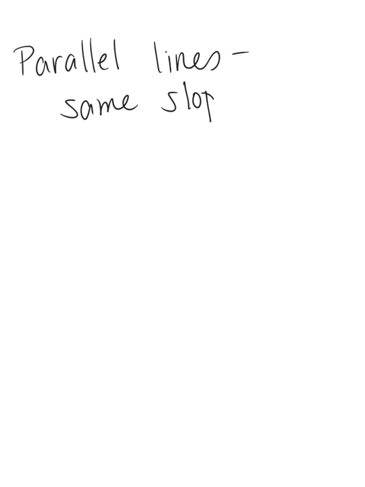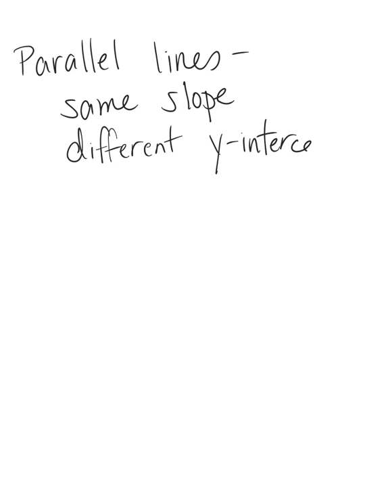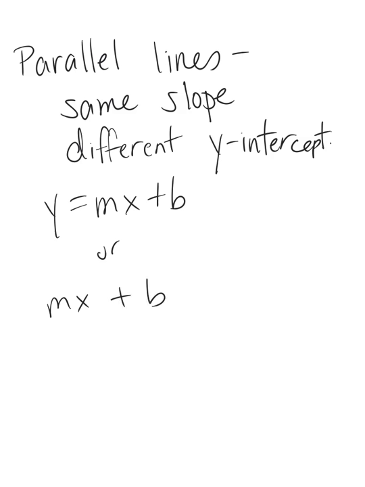Please write this down. Parallel lines have the same slope, different y-intercepts. Please write that. It has to be in this form or this form to identify the slope. And the slope is just the m. Do not include the x when you give me the slope.